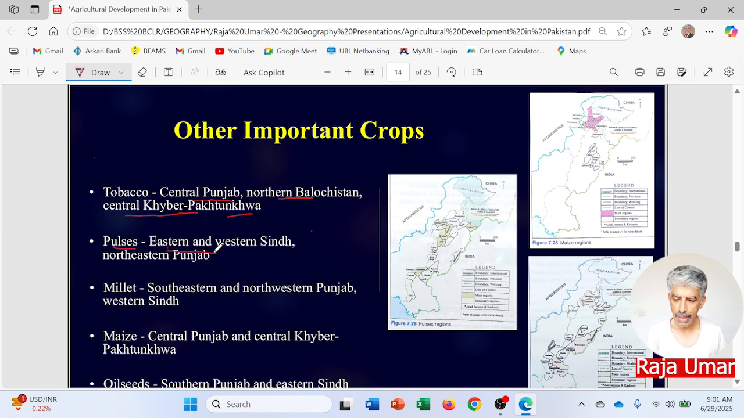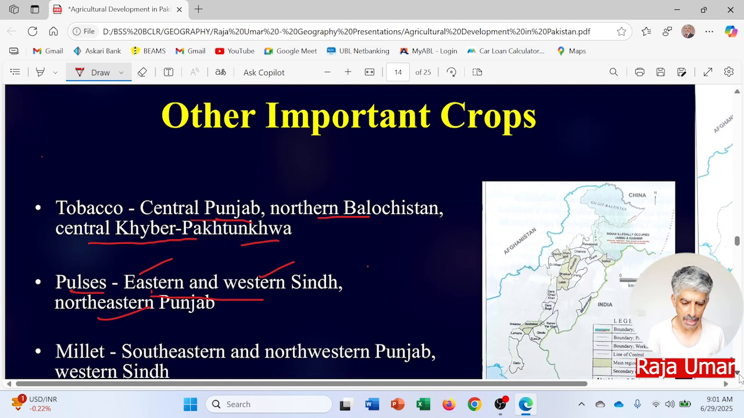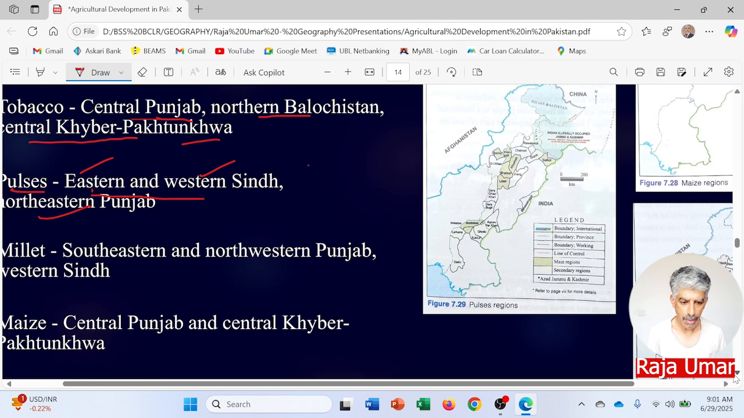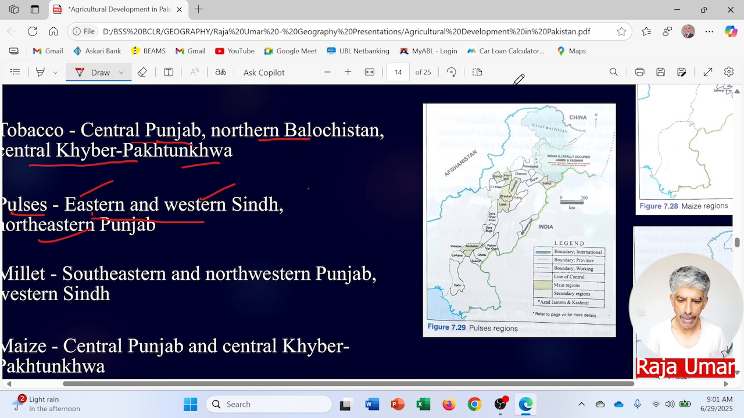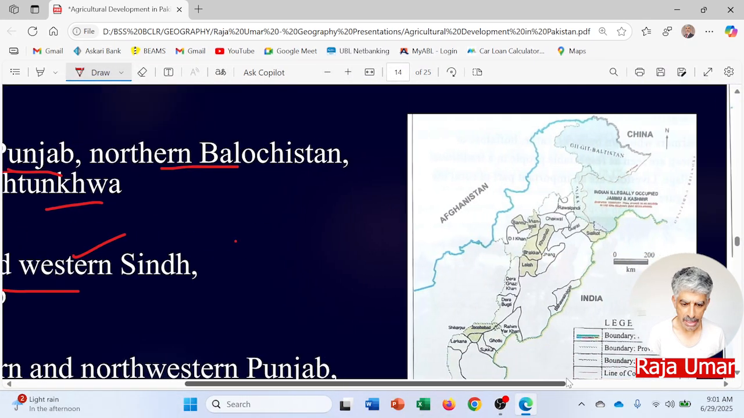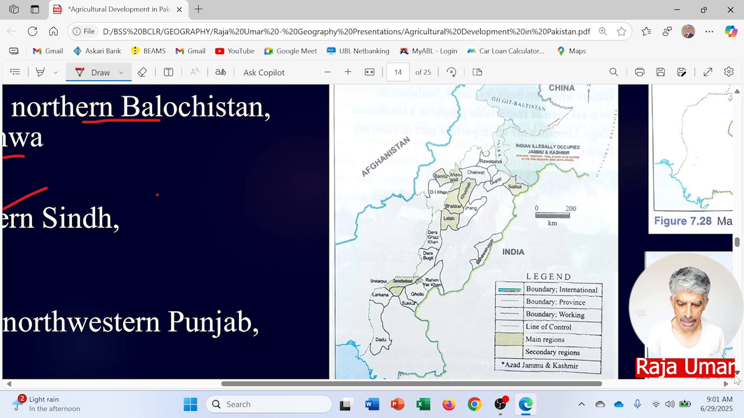Pulses are grown in the eastern and western Sindh, and also in the northeastern Punjab. So here we have the map of pulses. So let me zoom it up so that you can see the pulses region. This one is the map showing the pulses region in Pakistan.